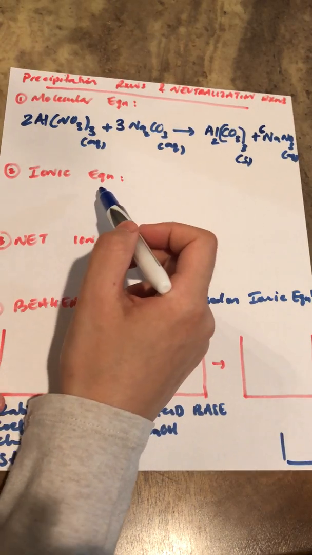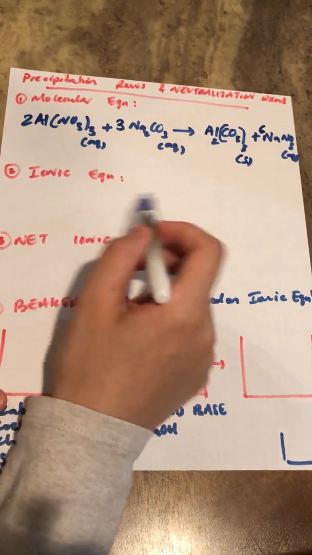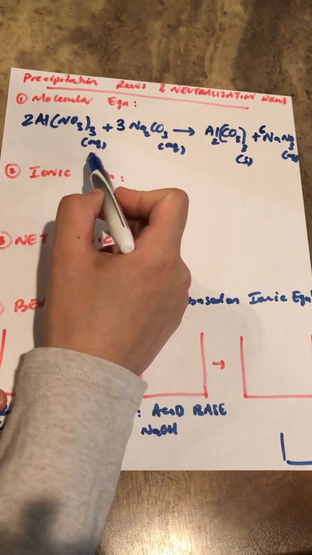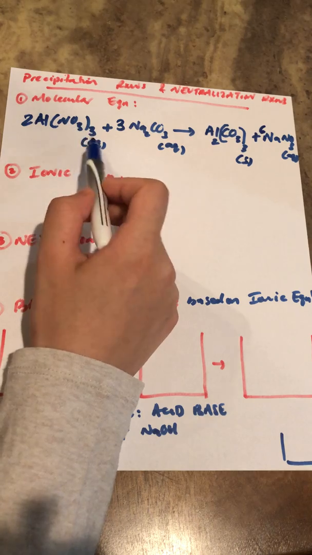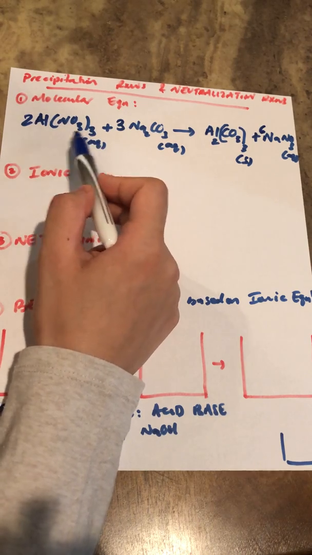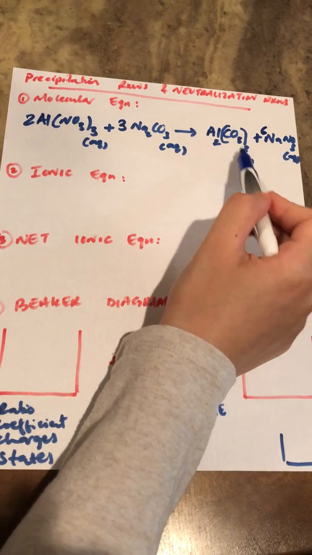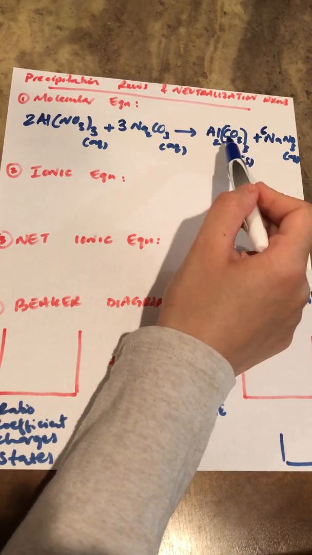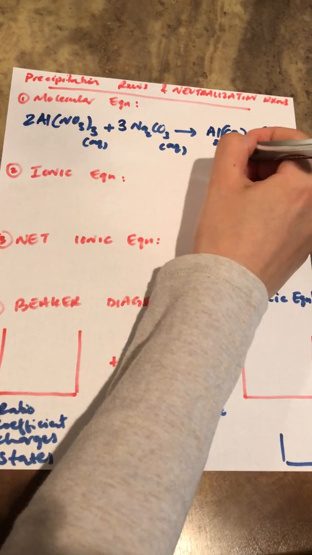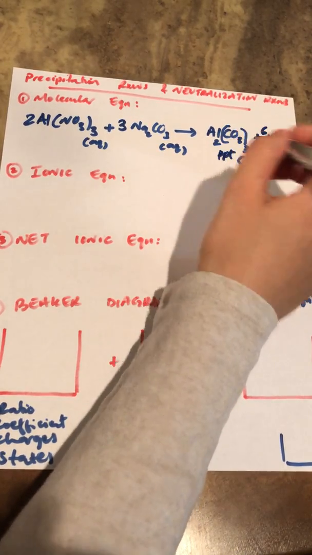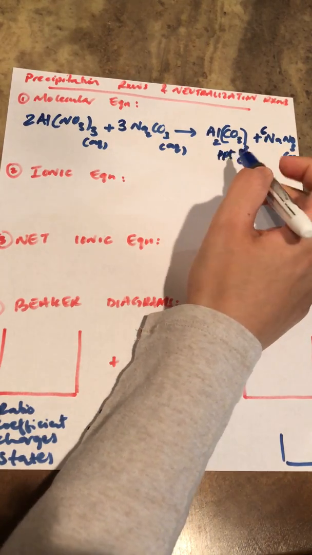Now the ionic equation has to take into account how many ions are present in solution. Keep in mind that if we have any compound that's in aqueous phase, it will break down into its ionic form. If we have a solid compound, that solid compound will stay intact. This is going to be my PPT, or precipitate, and it will sink to the bottom of the test tube or the beaker, so it's not going to break apart.